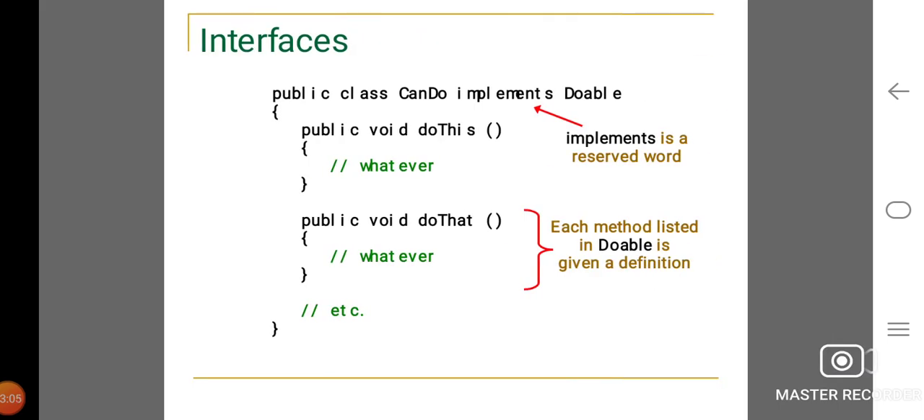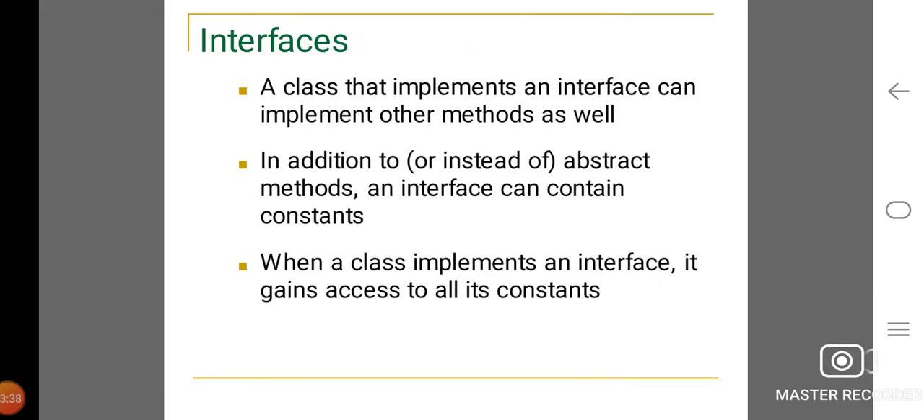In this example, public class CanDo implements Doable. Here implements is a reserved word. In public void doThis function, we can give whatever parameters the functions need. As for public void doThat function, each method listed in the interface is given a definition. So totally void doThis function as well as doThat function. So totally we are using two methods over here.